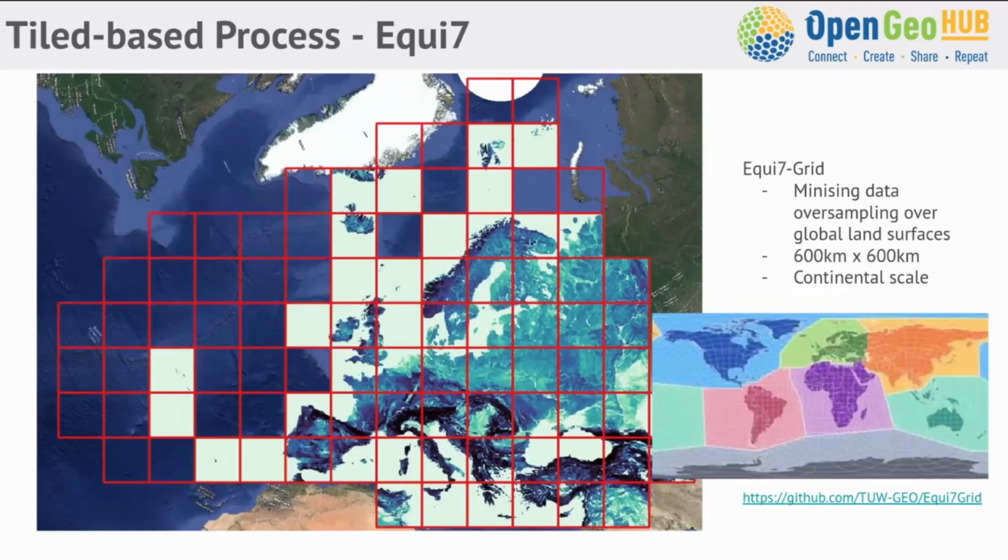And to produce all the hydrologic layers, we also adopted one of the projection systems, ECO7, because it minimizes the oversampling of the global land surface and has the correct angle that can produce most of the land surface parameters. So we adapted to this ECO7 projection tiling system in 600 kilometers, using it for tile-based processing. That's why we can fit in memory and execute in parallel.